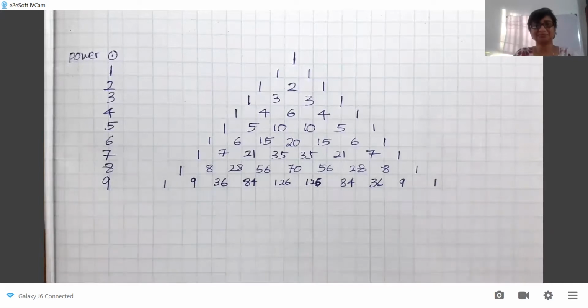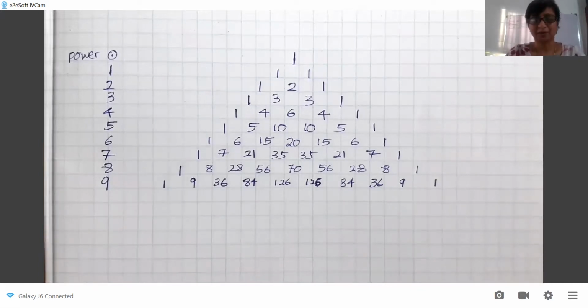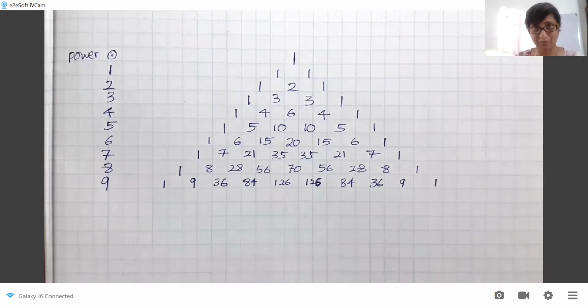84, 126, 84, 36, 9, and 1. Okay, now you might be thinking, do we have to do this? If I ask you to raise a binomial to the power of 20, do I have to keep doing this until I get to whatever the row is? No, you don't. The binomial theorem tells you an easier way to get these numbers. But just for now, I'm showing you how you can do it even with Pascal's triangle.